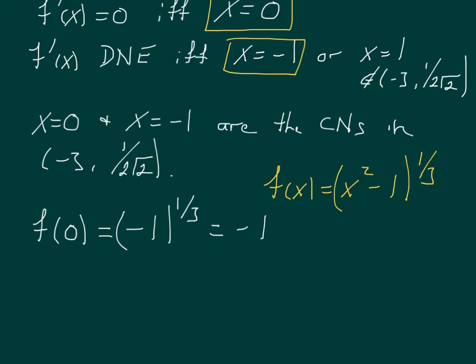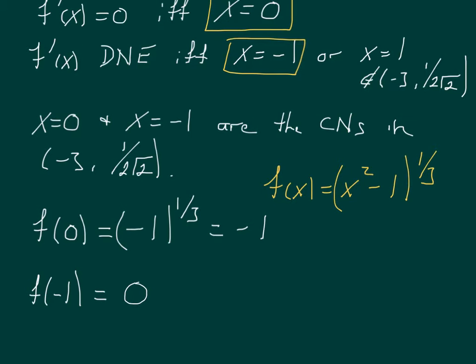So here we are. f at minus 1 is equal to, right, we're going to replace our x here by minus 1. We square it, we'll have 1. 1 minus 1 is 0. The cube root of 0 is just 0. So we'll write that down. All right, so now what have we done? We've evaluated f at our critical numbers.